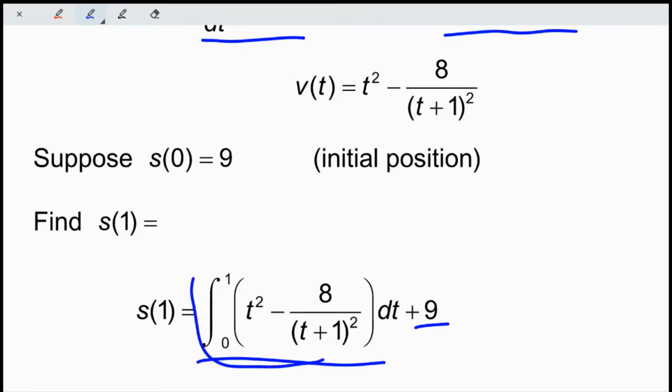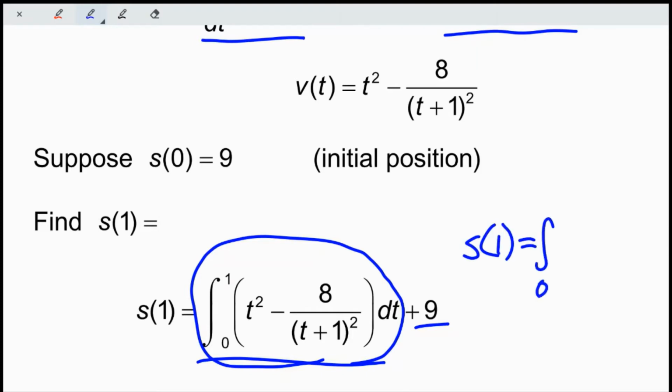What I have in this integral is the net change in my position on the time interval from 0 to 1. So we could solve that out by hand. It could be done. But the main idea is we do our position plus the change, and that gives us our end result. Another way you could look at this is the position at time 1 would be the same as the integral from 0 to 1 of the velocity function, and then we would add the 9 to that.